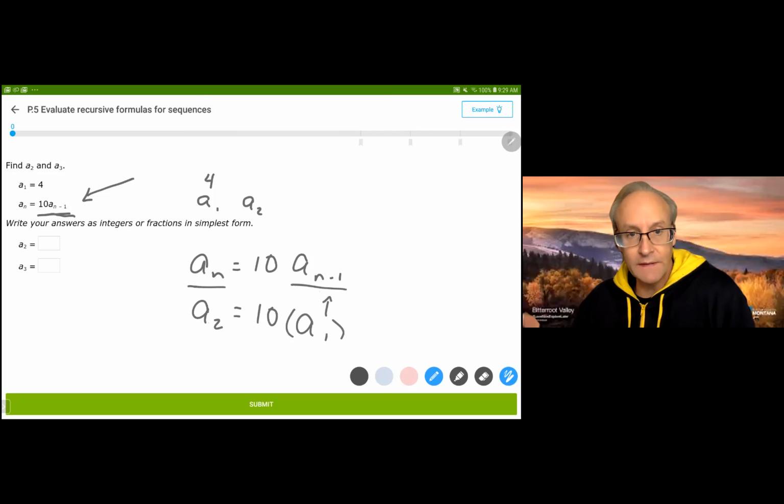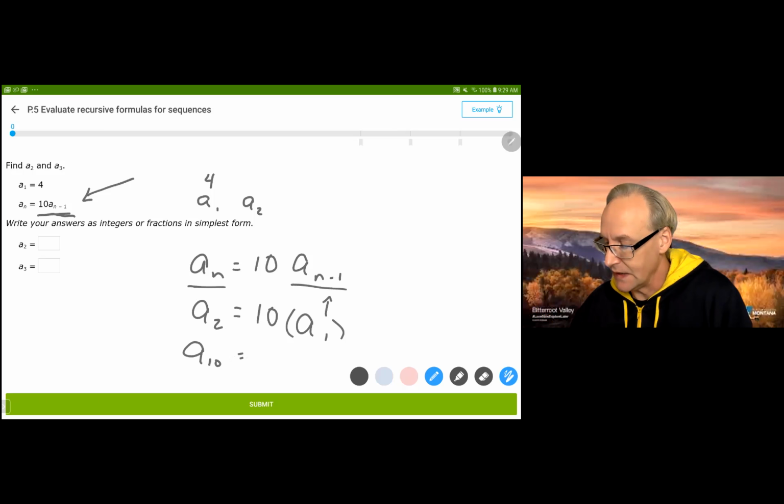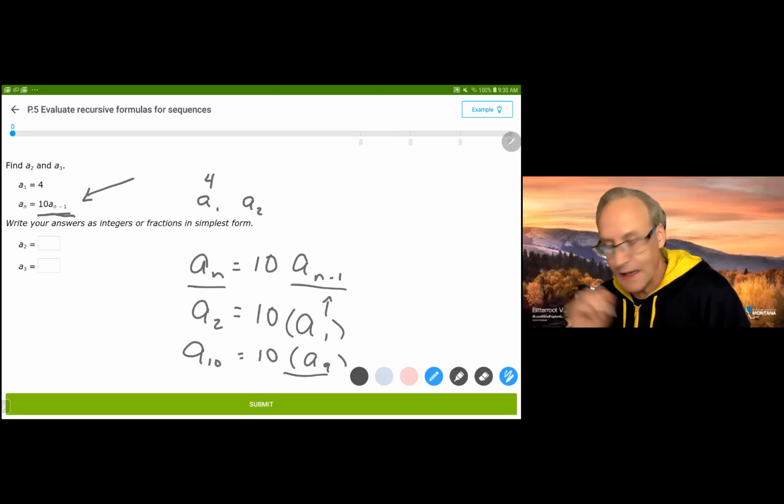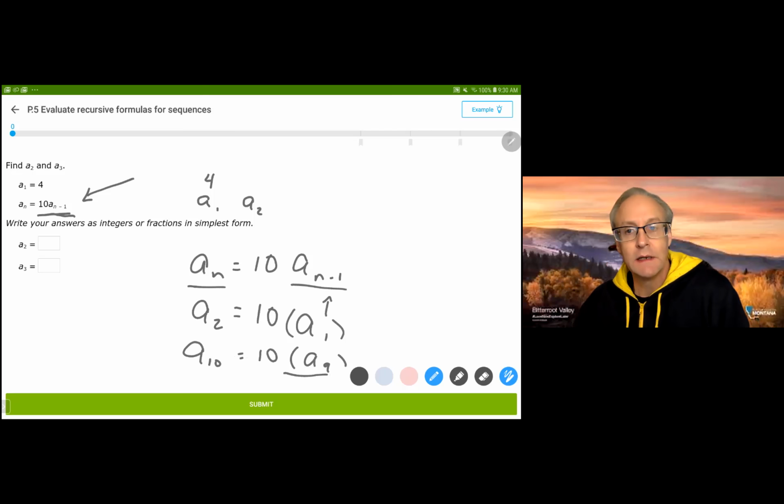Now, the reason why they write it the way that they do is because if you wanted to know what a to the 10 was, then it would be 10 times a to the 9, wouldn't it? And a to the 9 is the one that came before a to the 10. Now that means that we're multiplying by 10 every time.